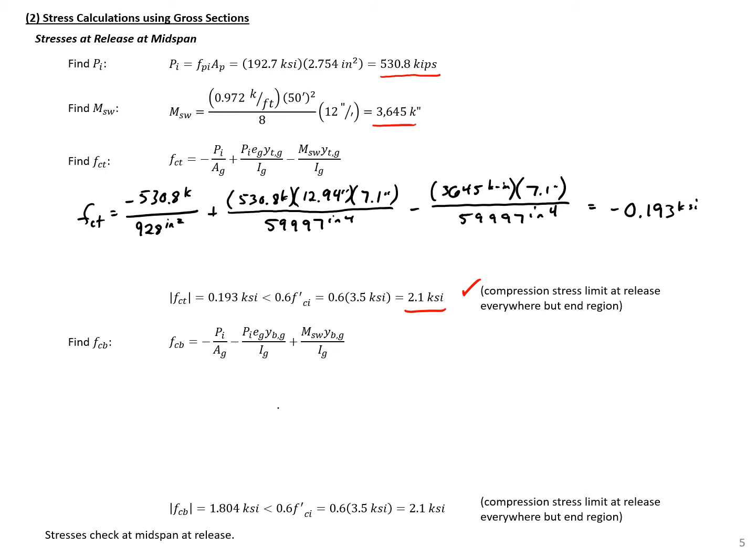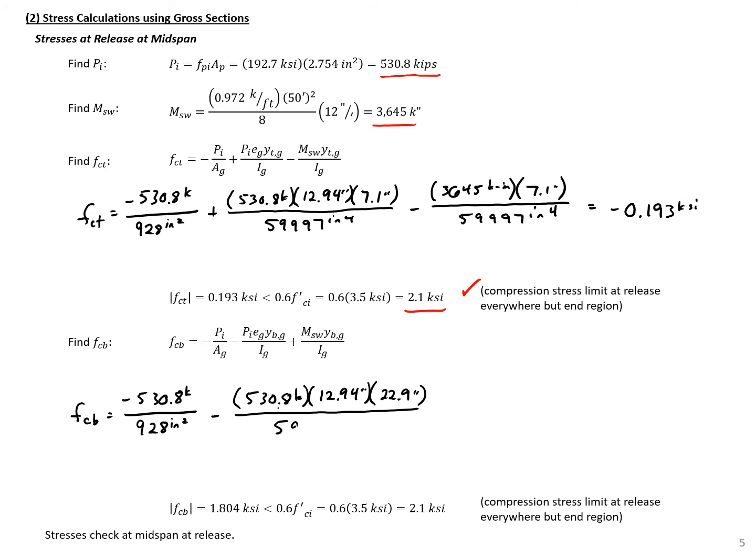Next, we can check the bottom fiber stress at release at midspan. So here our F sub CB is going to be negative 530.8 kips divided by 928 inches squared minus 530.8 times 12.94 times the distance between the centroid and the bottom of the section, so 22.9 inches, divided by our gross moment of inertia, 59,997 inches to the fourth.